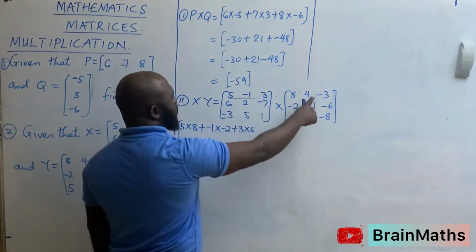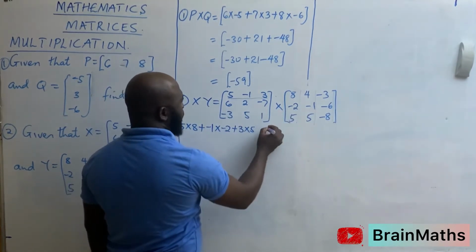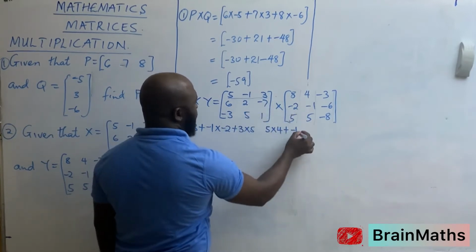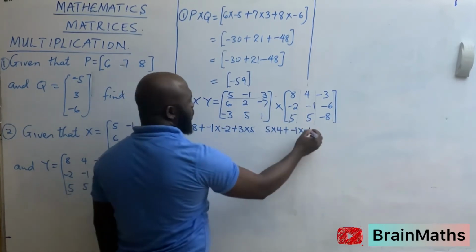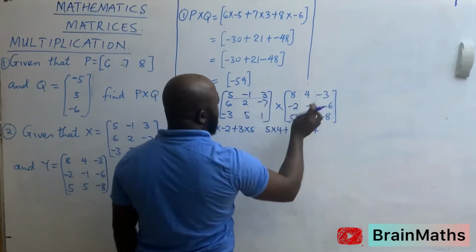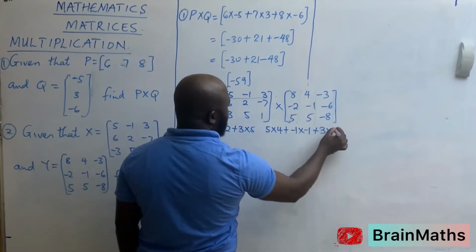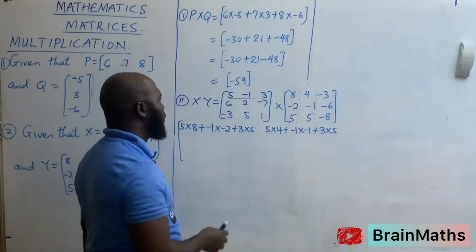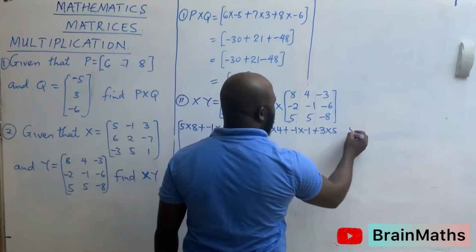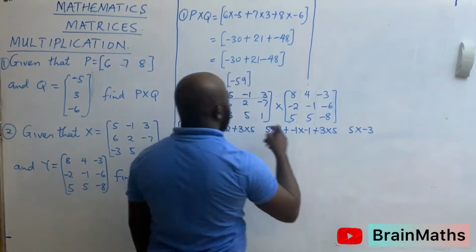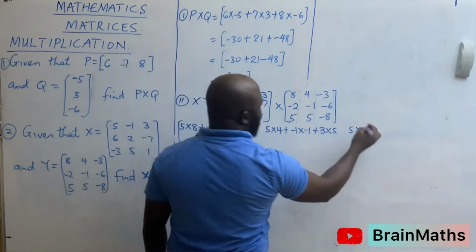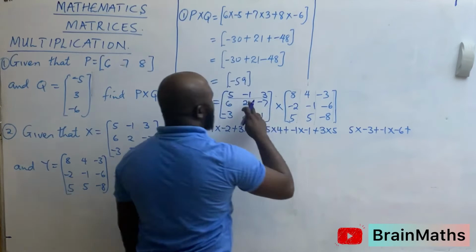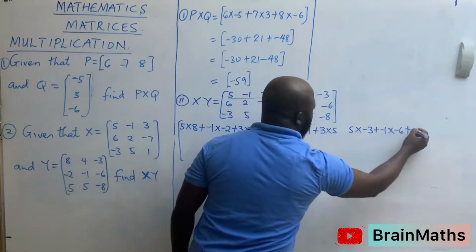Then the first row is multiplying the second column. 5 times 4 plus minus 1 times minus 1, and then plus 3 times 5. Also, it is still multiplying the third column. 5 times minus 3 plus minus 1 times minus 6 plus the last one, 3 times minus 8.